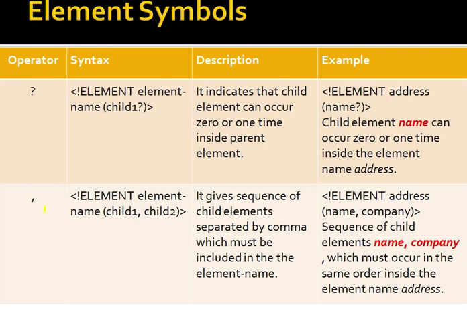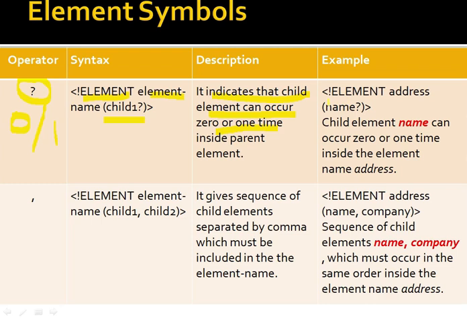Then we can also have a question mark. The question mark operator we can have in the element name. So the syntax is element, root element name, then the child followed by a question mark. It indicates that the child element can occur 0 or 1 time. If it is an asterisk, it can occur 0 or more times. If it is a question mark, 0 or once.